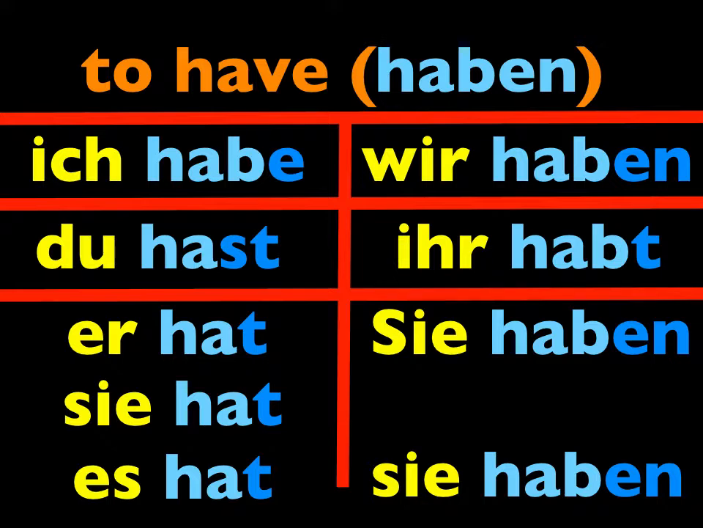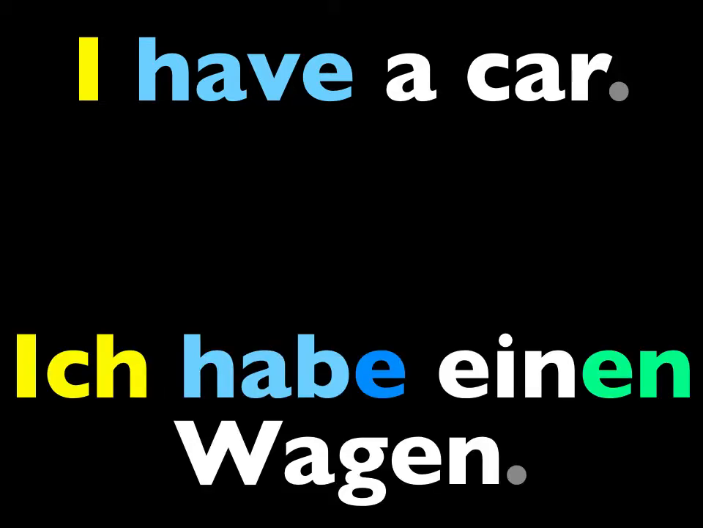Good. Now let's look at an English sentence. I have a car. When you say I have or he has, etc., the thing you have is your direct object, in English as in German. In this case, a car. When I translate this into German, it becomes Ich habe einen Wagen.